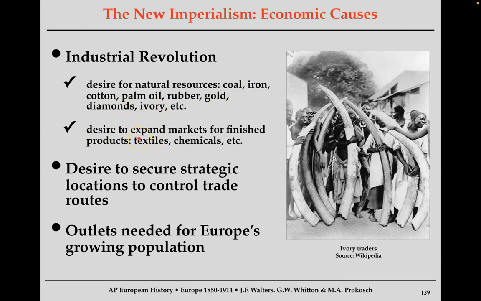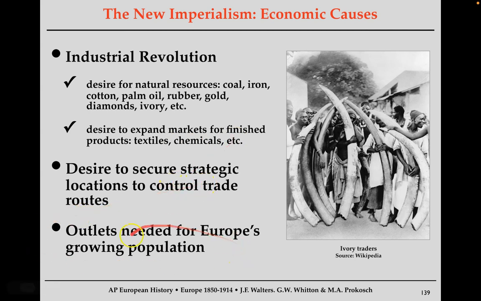Next, it says expand markets for finished products. So let's use cotton, for example. So Britain and India, they're going to steal the cotton from Indians, send it back to Britain, weave it into textiles, so cotton cloth, and then they're going to sell it back to the people they just stole it from. They're effectively taking the money twice, or at least the value twice. So having additional areas to sell these goods is again going to lead to more and more profit.